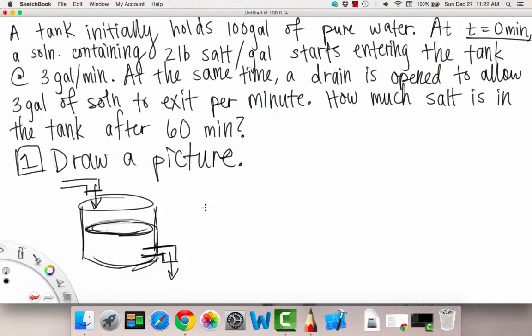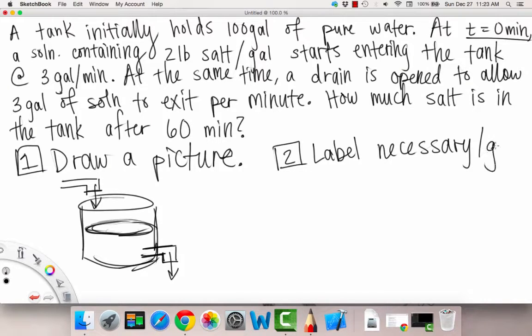So after we draw our picture, for step 2, while I have this picture here, I'm going to label what you can: anything necessary, anything you'll need, or anything you're given. Necessary and/or given quantities, okay? So what does that mean in this case? Well, first of all, how are we going to represent the salt content in this entire tank? We could make x of t some function depending on time.